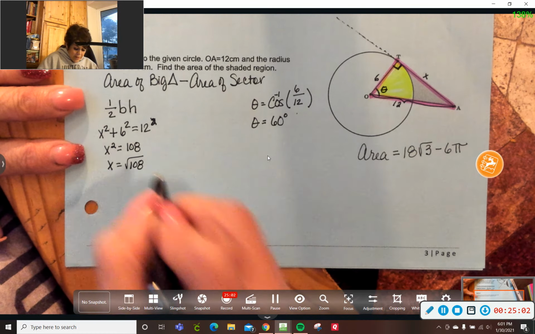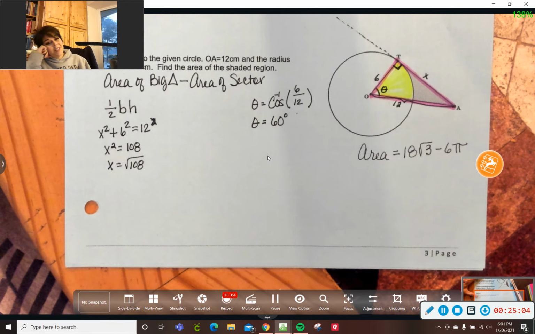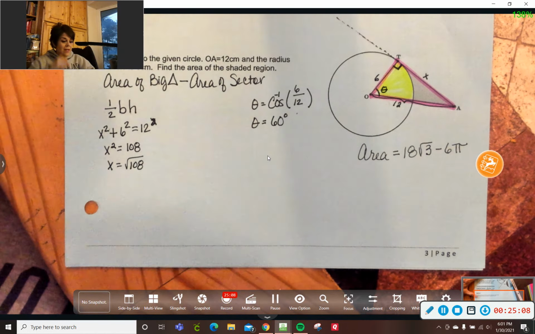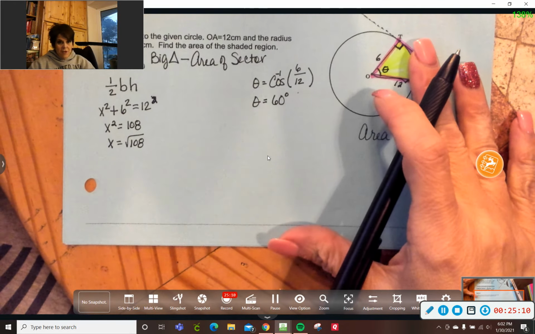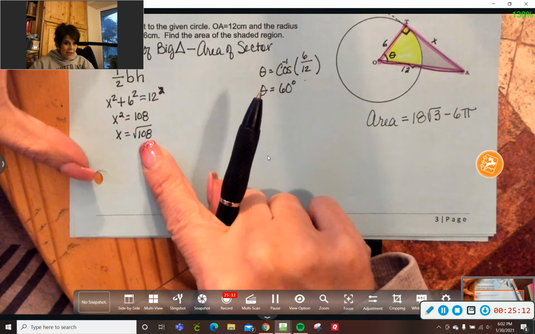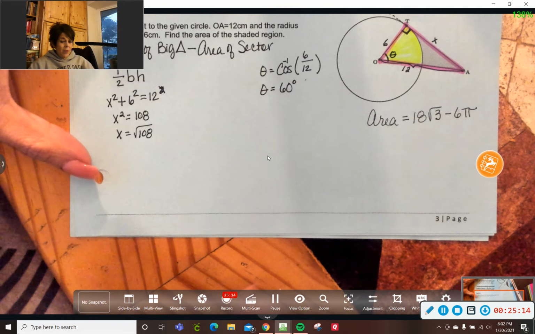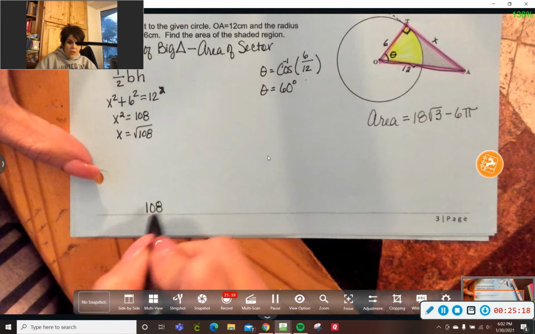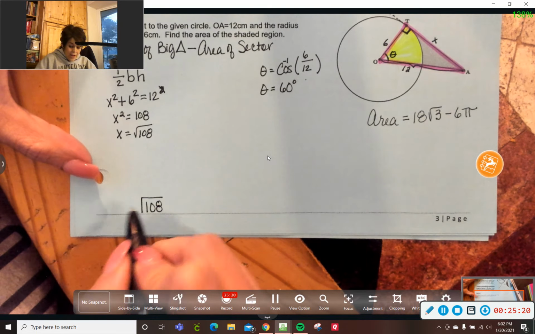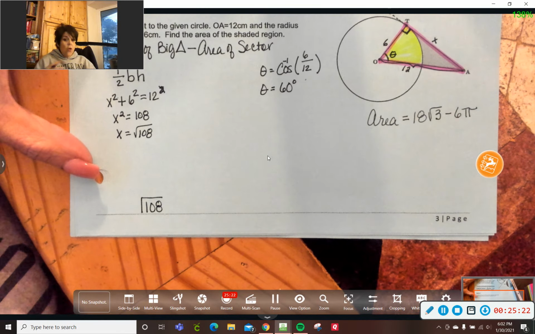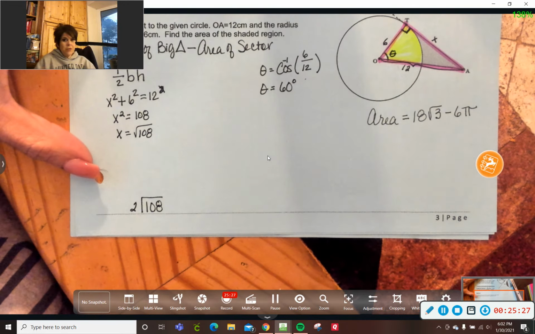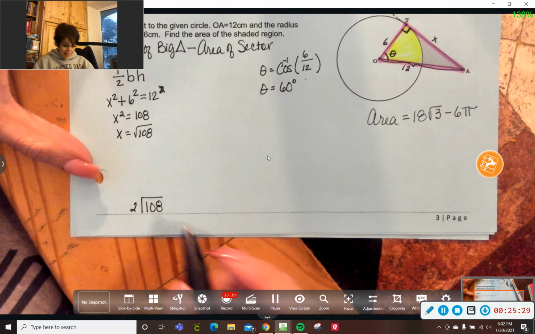Now, this is where simplifying radicals is going to come into play. Some of you who had me, you will remember this. If you didn't have me, you might not remember how to simplify a radical. We did something called the birthday cake method, and that was where you start dividing and you create a birthday cake. You only divide by prime numbers. So this is an even, so I'm just going to divide by 2 as many times as I can.